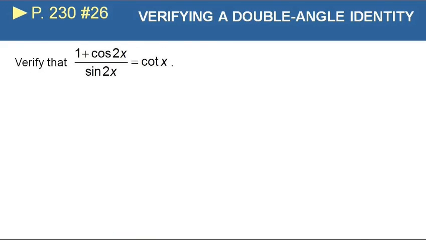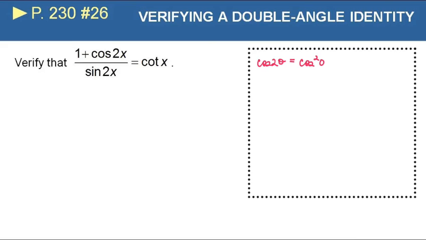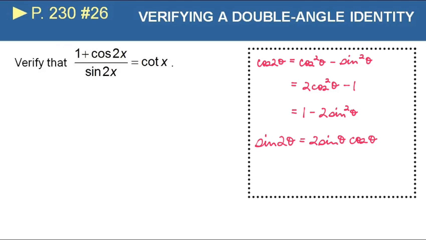Let's verify that 1 plus cosine of 2x, all divided by sine of 2x, equals cotangent of x. So the first thing I would do is get in my head all of the choices I have for cosine of 2x, and also take a look at the sine of 2x identity. And we just have to substitute these cosine of 2x identities out of the way.